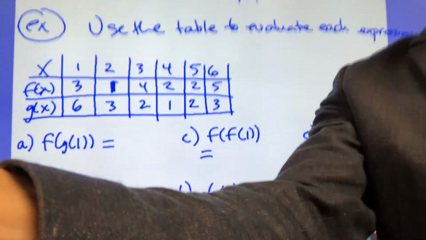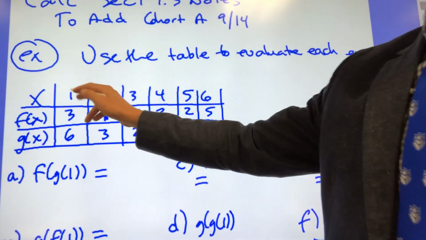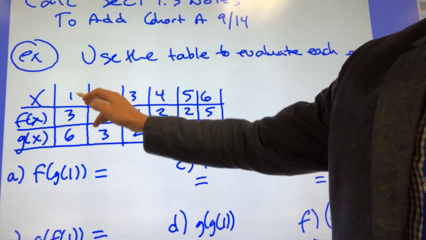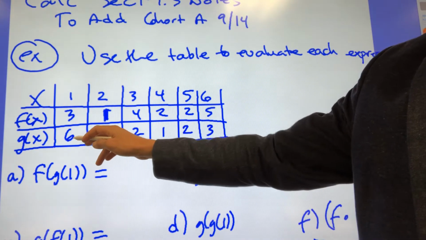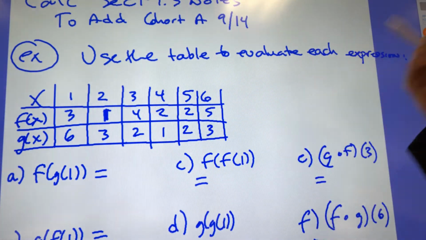Okay, so here's our table. When x is 1, f of x is 3. When x is 1, g of 1 is 6, and so forth. So f, write this down. Again, pause this right now if you need to.